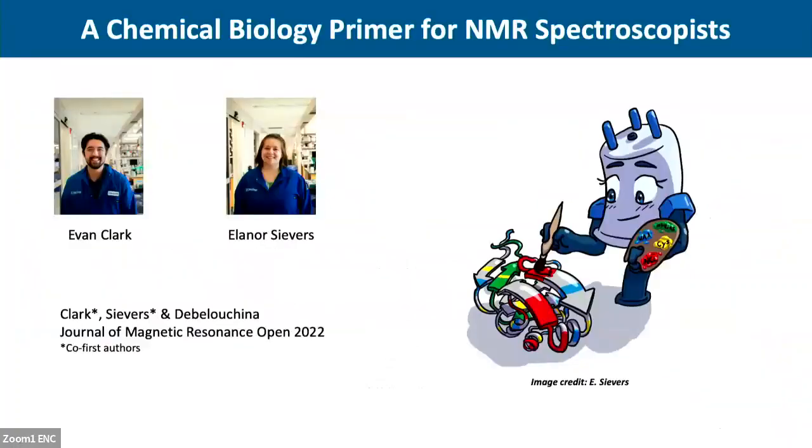And before we go to questions, I just want to highlight this tutorial that we wrote for JMR Open. It was actually written by my undergraduates, Evan and Eleanor, who are also graduating. And it's a chemical biology primer for NMR spectroscopists. So if you want to learn about inteins and unnatural amino acid incorporation and how to do it for NMR spectroscopy, please take a look.